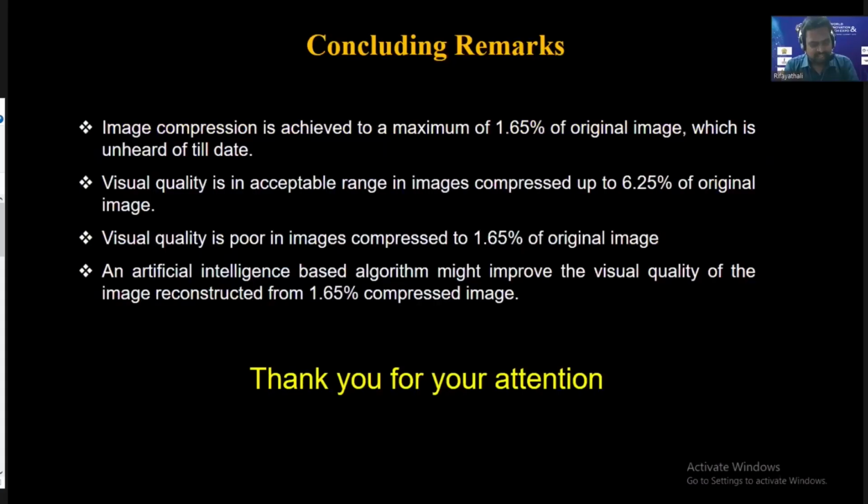Concluding remarks. Image compression is achieved to the maximum of 1.56% of the original image, which is unheard of till date. Visual quality is in the acceptable range in images compressed up to 6.25% of the original image. The visual quality is poor in the image compressed to 1.56% of the original image. An artificial intelligence based algorithm might improve the visual quality of the image reconstructed from the 1.56% compressed image.